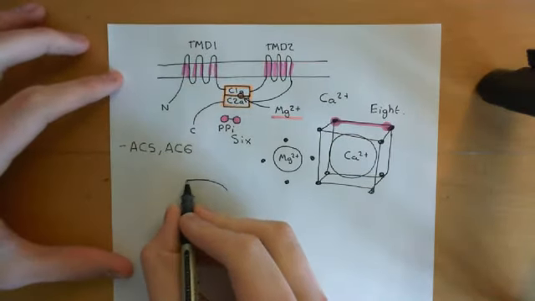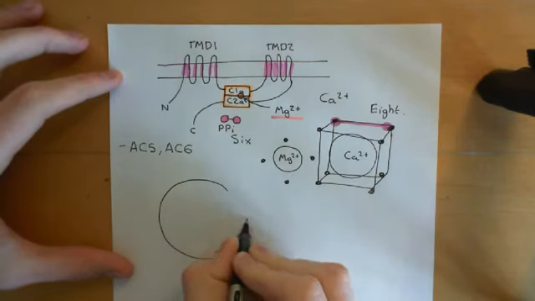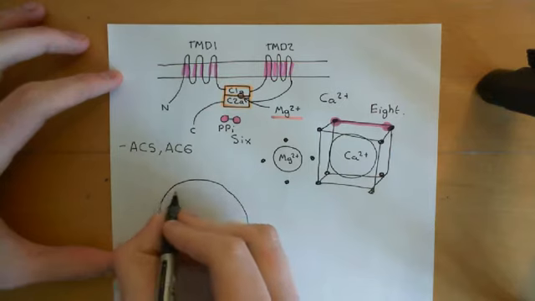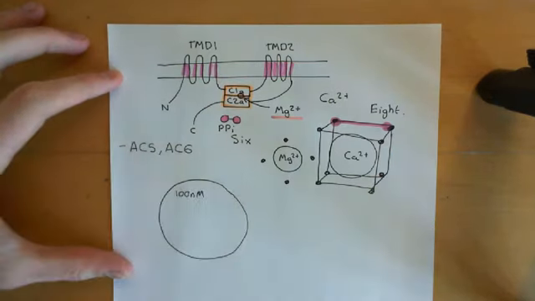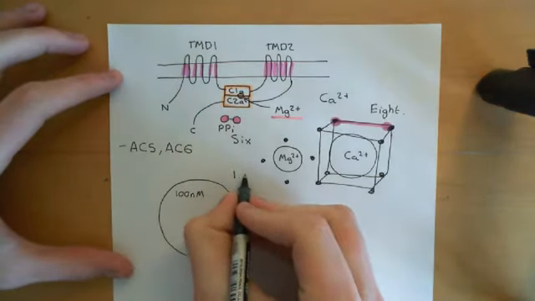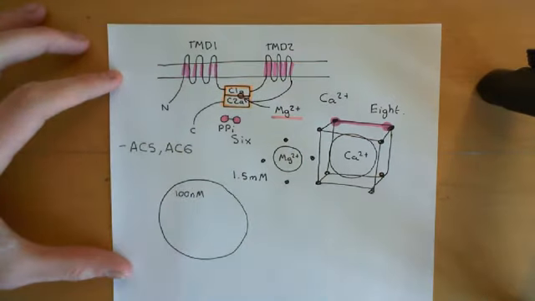If you want to raise calcium concentration in the cytoplasm, there are loads of different ways that you can do it. If we've got our cell here, calcium concentration in the cytoplasm is usually very, very low, around 100 nanomolar. Contrast that to the extracellular calcium concentration, which is around 1.5 millimolar. So there's a 15,000-fold gradient of calcium across the cell membrane.